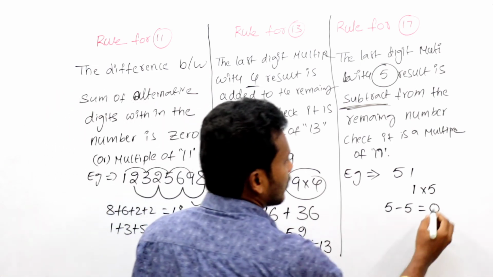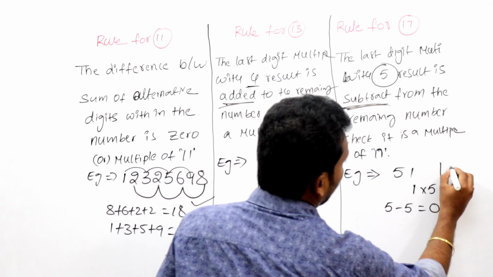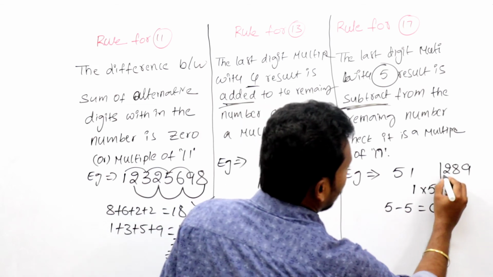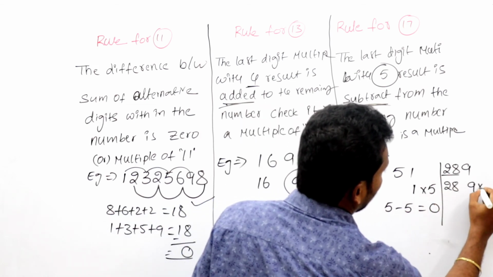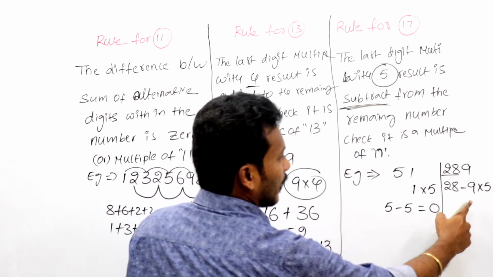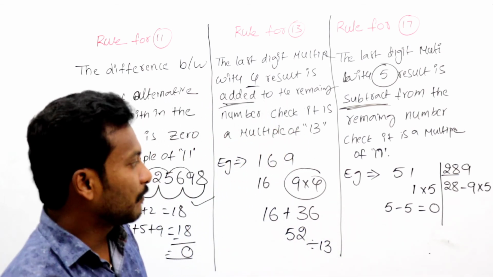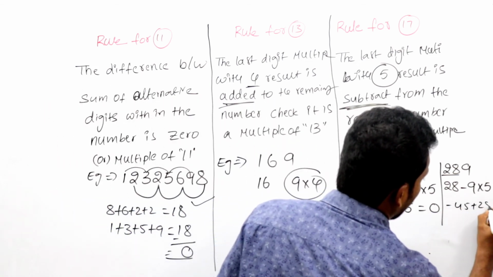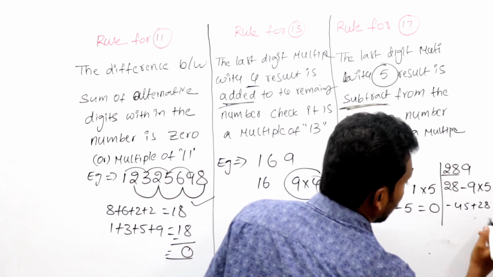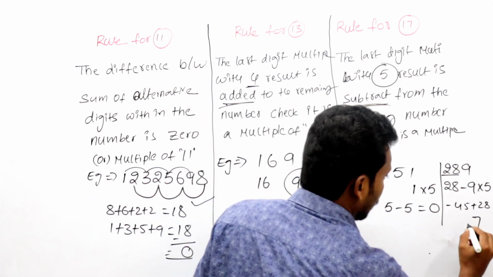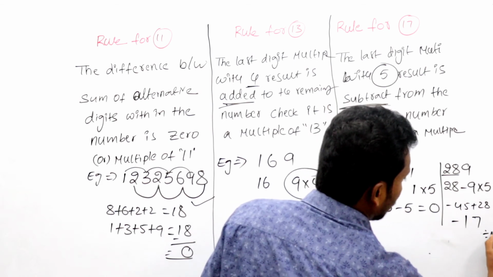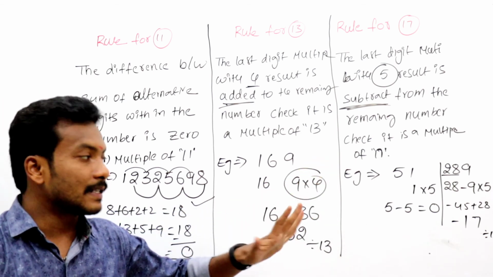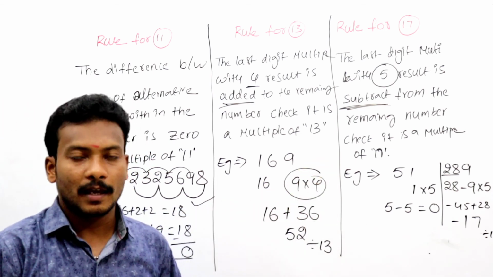I am taking another example, 289. Now the remaining number is 28, and the units digit is 9. 9 fives are 45. 45 minus 28 is 17. Minus 17 is also exactly cancelled with 17. That's why 289 is also exactly cancelled with 17. Okay, are you okay with this one?